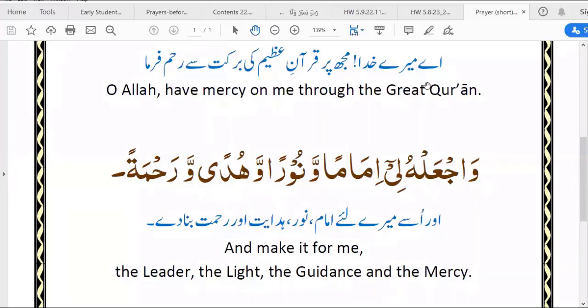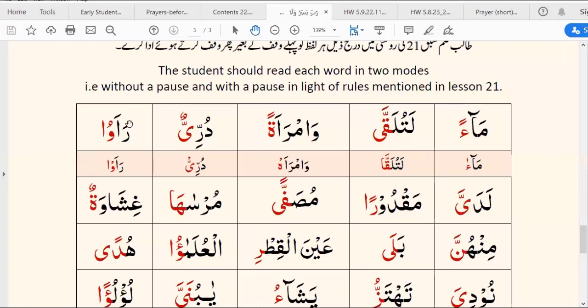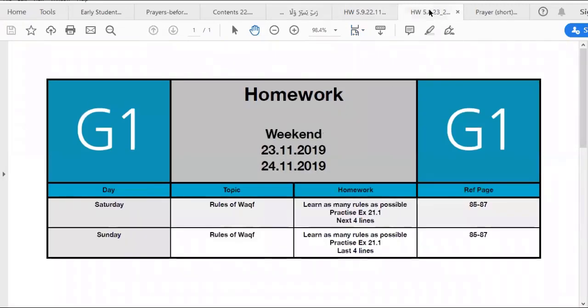Jazakallah. Okay, we'll quickly go to the homework. So homework is to practice the first 4 lines of this table here. I gave you mixed rules before. Now you're going to take it row by row and do the first 4 lines. This is today's homework. And then for the weekend, if you can keep practicing. You need to learn as many rules as possible for Saturday and Sunday, exactly the same. If you have Hafiz's book, the reference is page 85 to 87.